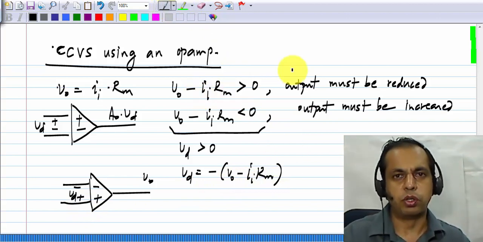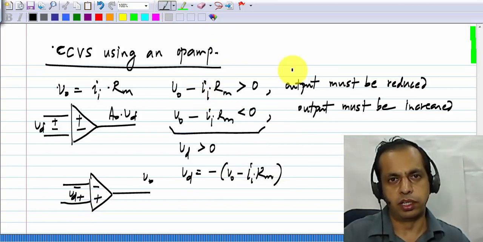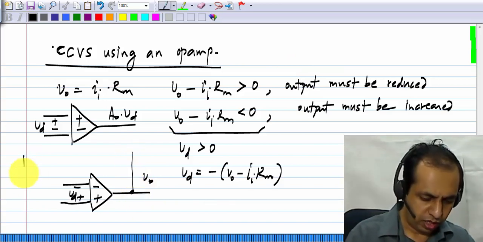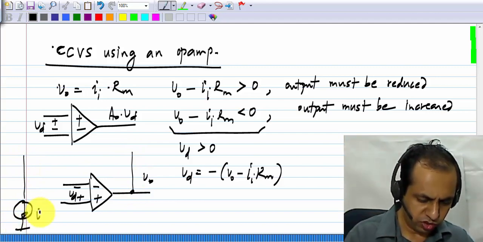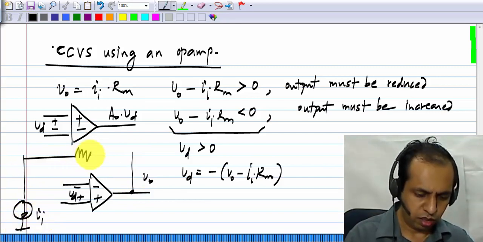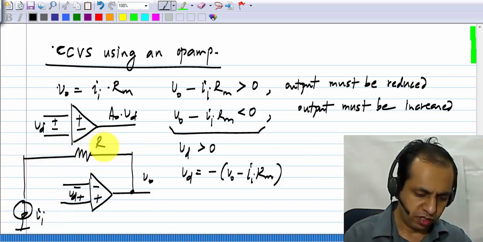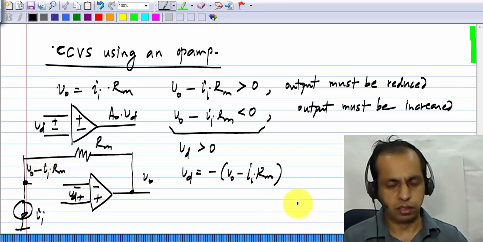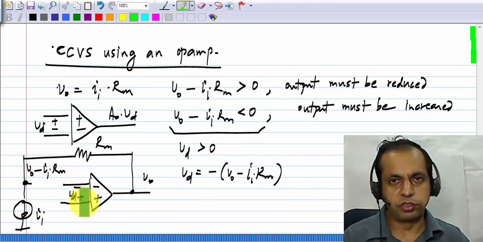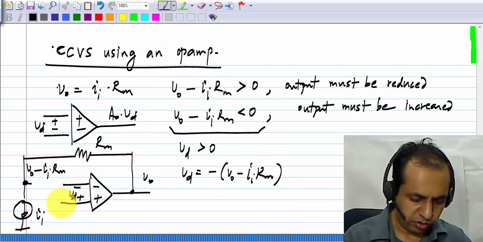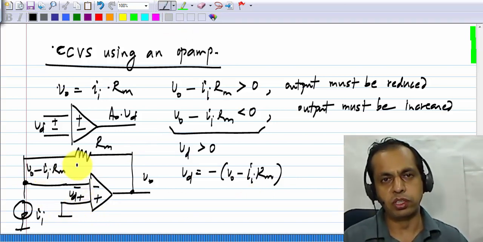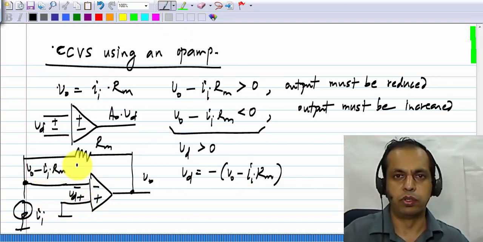Now, how do we obtain this V0 minus Ii Rm? Just like we did in the case of the transistor current controlled voltage source. If this is the output node and this is the input current source, then if I connect Rm like that, the voltage here will be V0 minus Ii Rm. And we want that to be equal to minus Vd. So a convenient way to do that is you connect this to ground and connect it here. So now you can see that minus Vd equals V0 minus Ii times Rm.